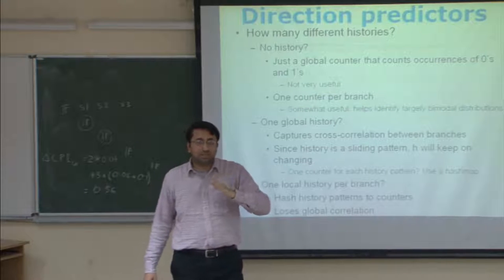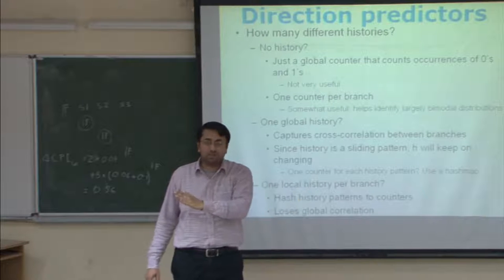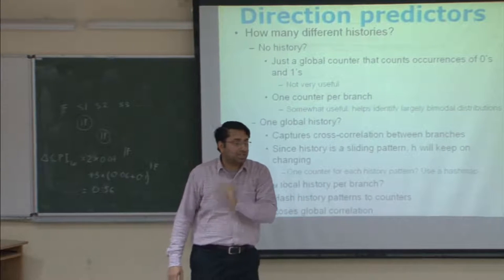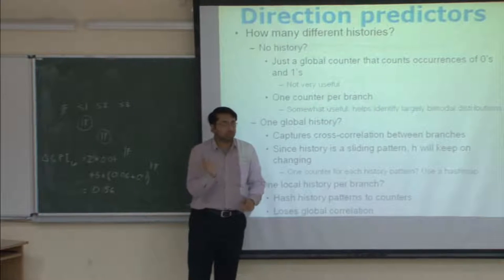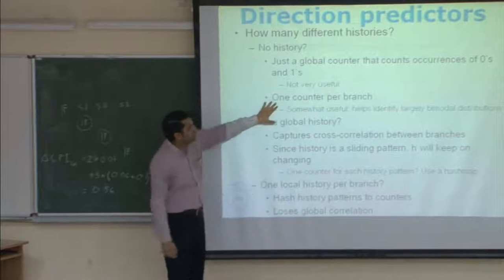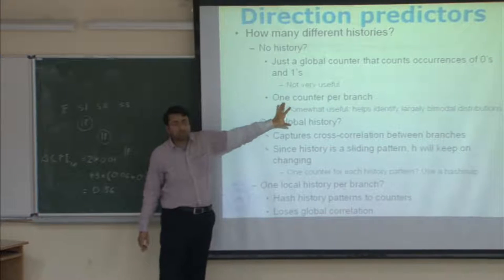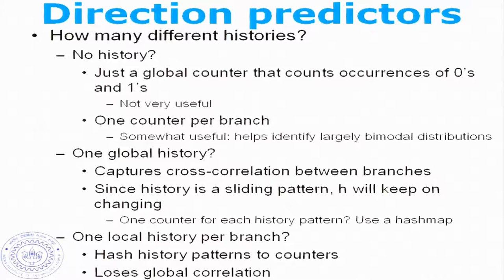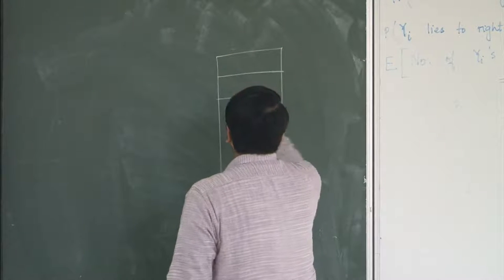That is, if the branch is largely biased towards not taken or largely biased towards taken, you'll make mostly correct predictions for those branches. But a branch which fluctuates in between, you probably make a large number of mispredictions in those cases. So this is called a bimodal predictor, and this is actually used in many processors. So one counter, it's not exactly one counter per branch, you actually use a hash table of counters. So the bimodal branch predictor, essentially it's a table of saturating counters.